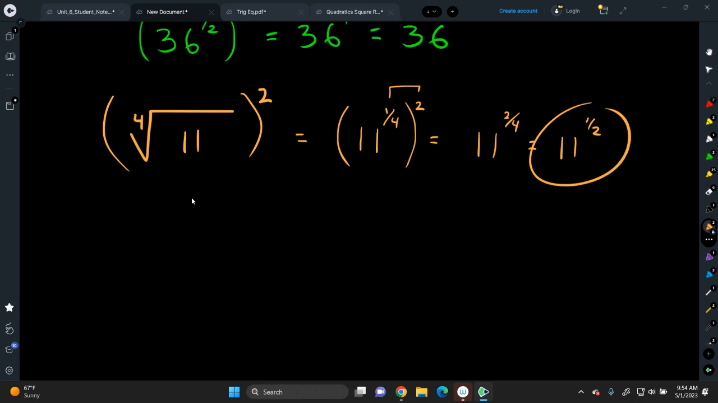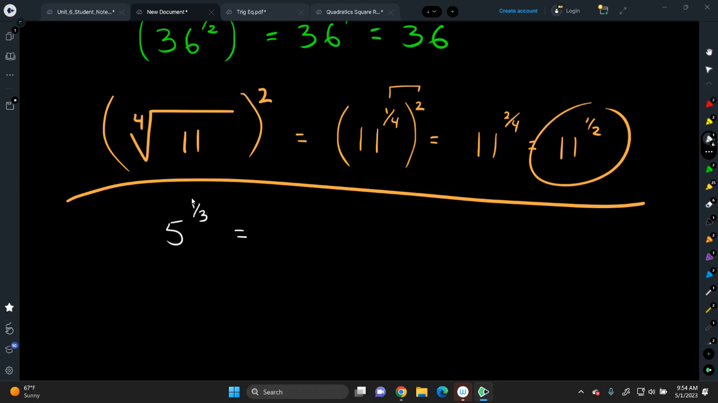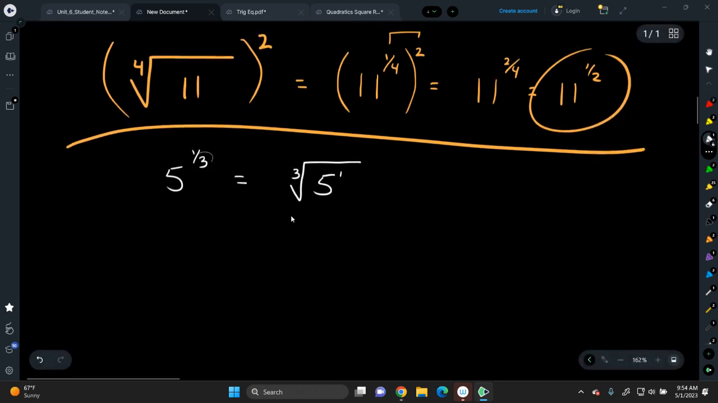Okay, what if we wanted to go the other direction? So we start off in exponential, like 5 to the 1/3, and I want to rewrite it as a radical. So we know that the 5 goes inside. The number on the bottom, where does that go? On the outside. And the number on the top goes inside. So that's it. Now, do you have to put the 1? No.